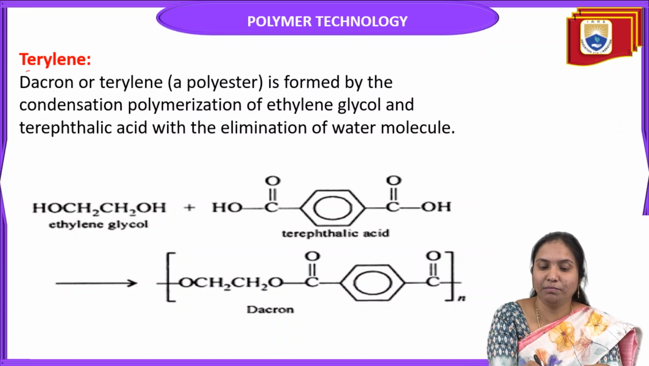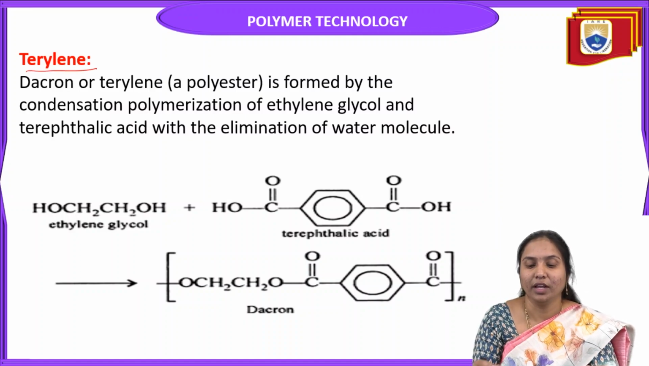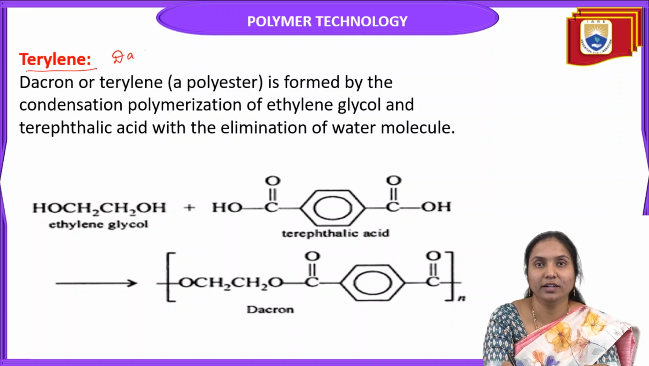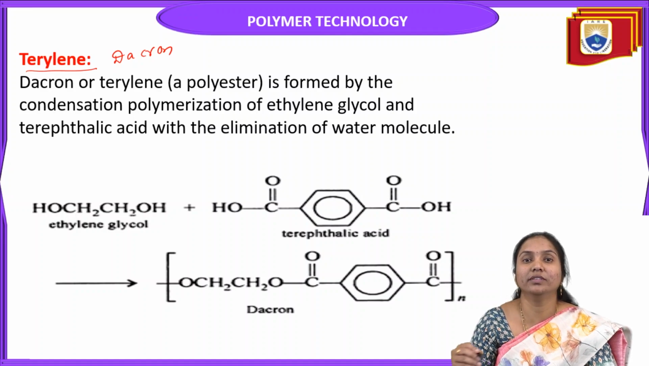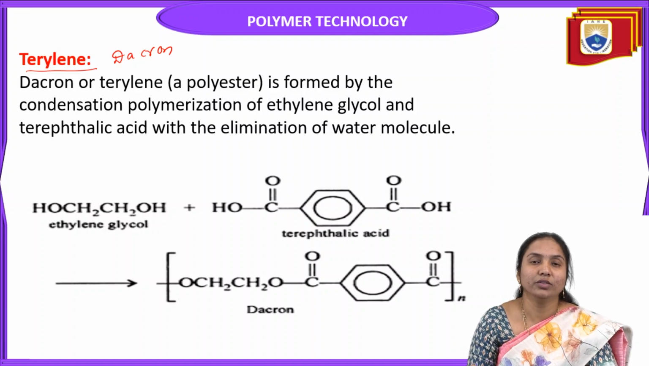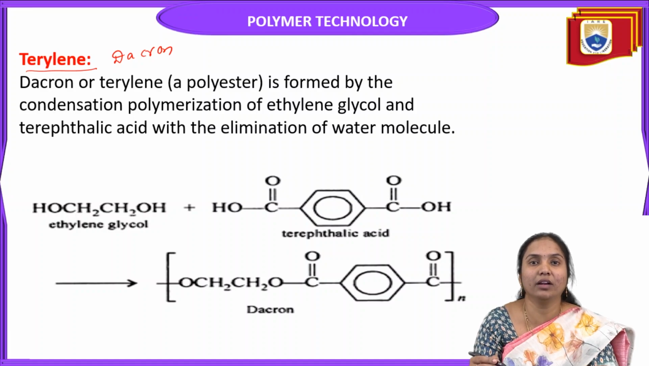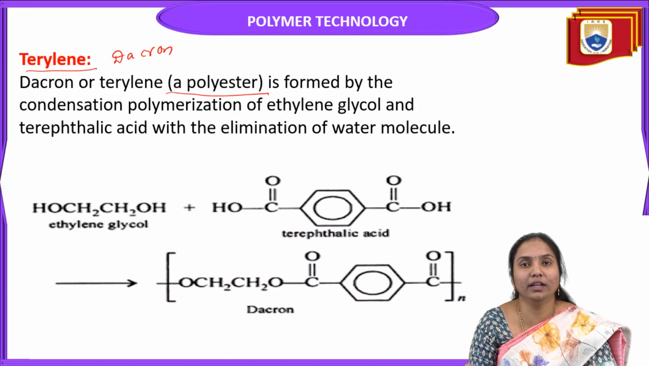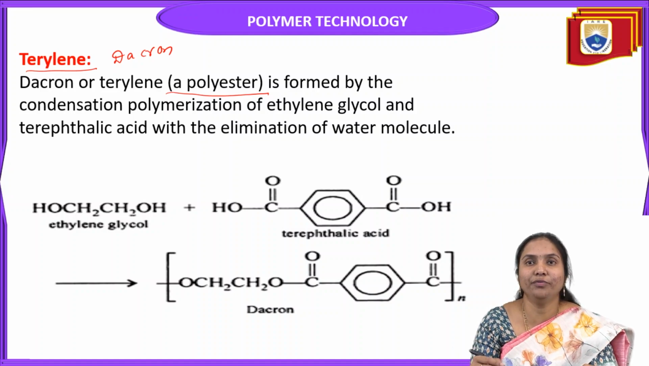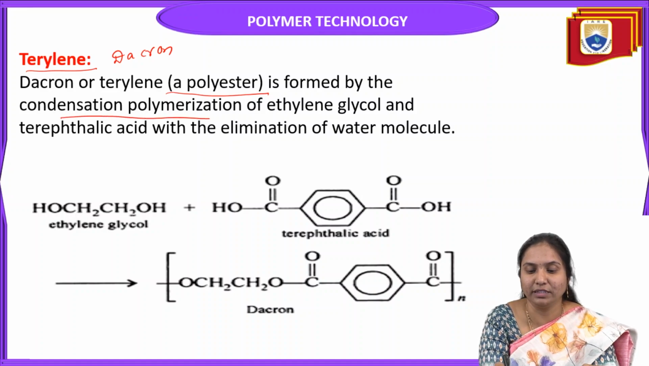And the next synthetic polymer is terylene, and it is also called Dacron. This is terylene or Dacron. It is also one of the synthetic polymers, and it is also called polyester. How can you prepare this Dacron or terylene? It is also formed by condensation polymerization.